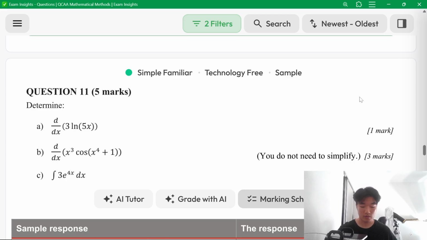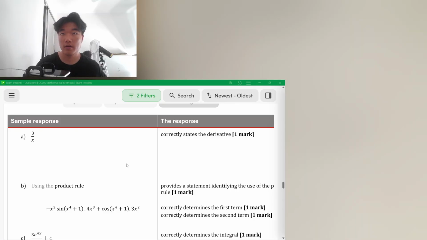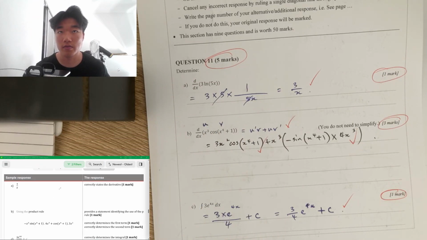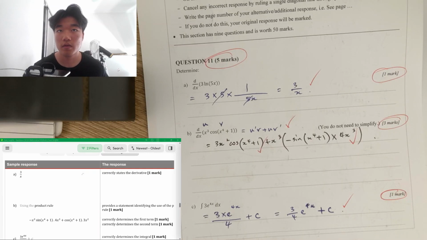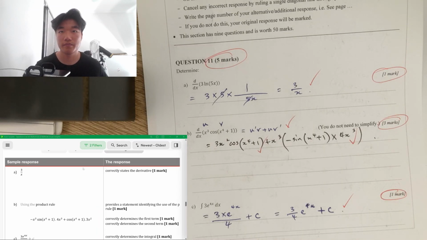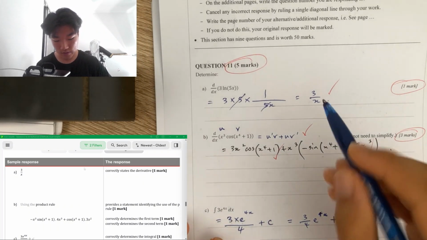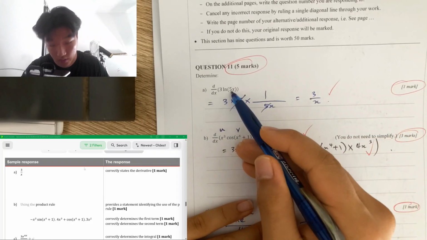Let's go over these questions quickly. So I'll just have the exam insights part open. In this case, 1 mark is just for getting 3 over x. What we did was the chain rule.